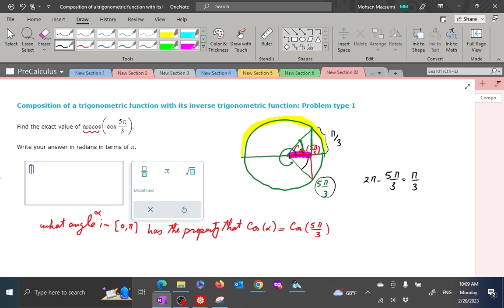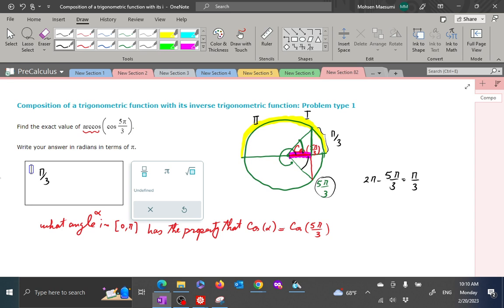satisfying all the requirements. Its cosine is the same as cosine of 5 pi third, and it's in quadrant 1 or 2. You need to be in quadrant 1 or 2, nowhere else. So the answer is just pi third. So if our angle is between 0 and pi, that would be easy. We are already done.